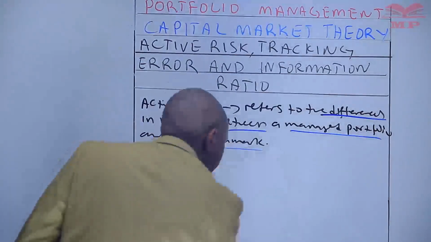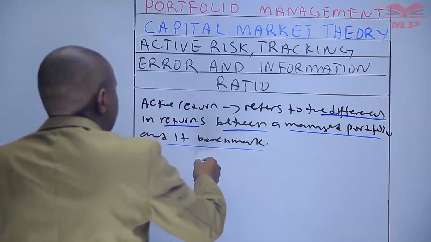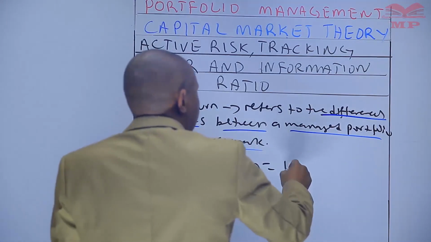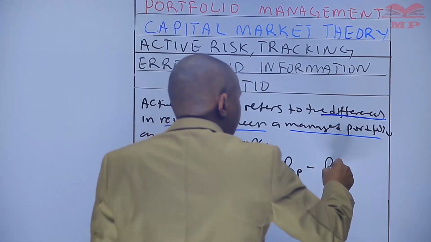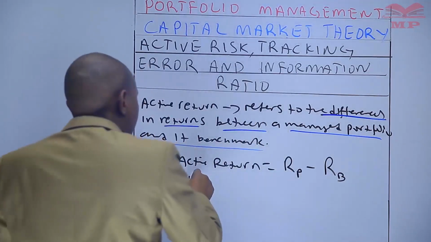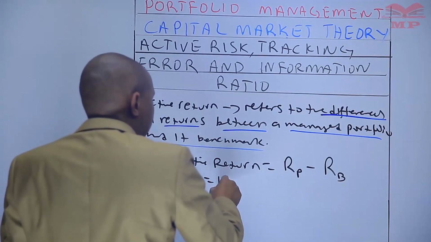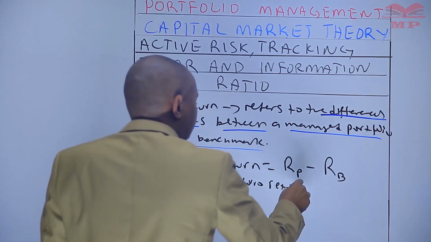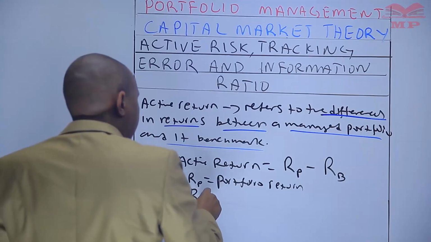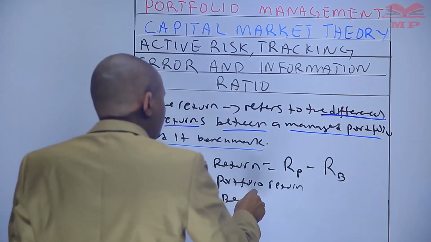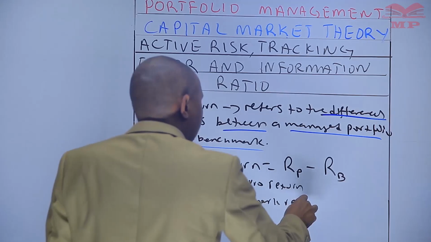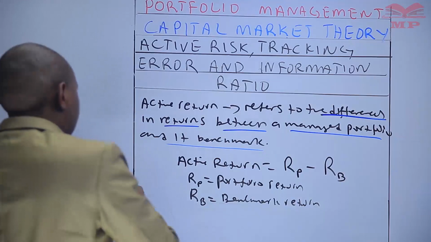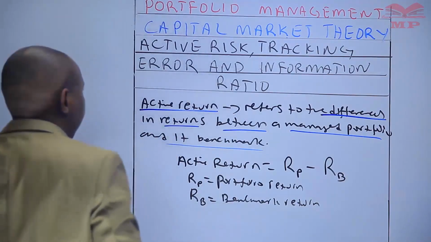Moving on, we can say that active return is therefore return on the portfolio minus return on the benchmark. RP is portfolio return, RB is benchmark return. So that is it, active return.